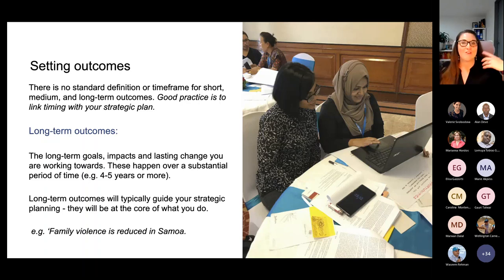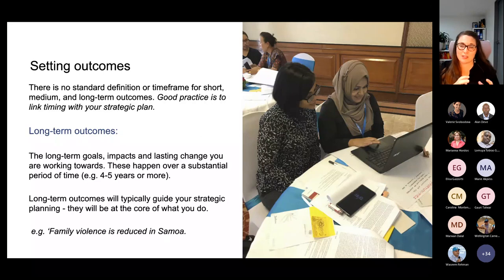Standard definition for short-term, medium-term, long-term outcomes. So when we're thinking about outcomes, I like to think of them as stepping stones to achieving the ultimate goal that we've set out to ourselves. So long-term goals are that ultimate goal. They're thinking about what's going to happen in 4 or 5 years' time. What's going to be the ultimate change we're seeing?